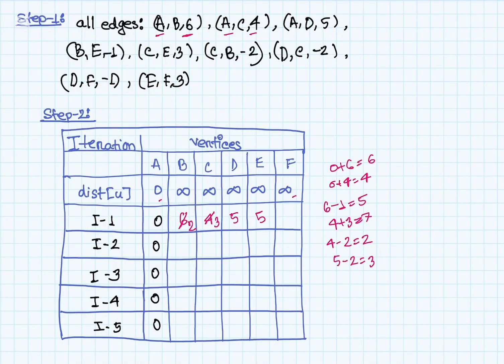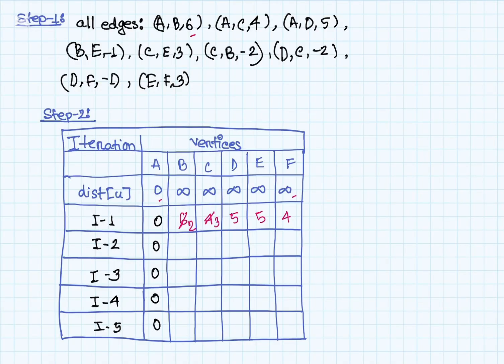D to F is -1. So 5 minus 1 equals 4. So the new distance of F is going to be 4. E to F is 3. So 5 plus 3 is 8, which is actually greater than 4. So we will not be changing the distance of F. Our first iteration is done, so now let's start the second iteration.